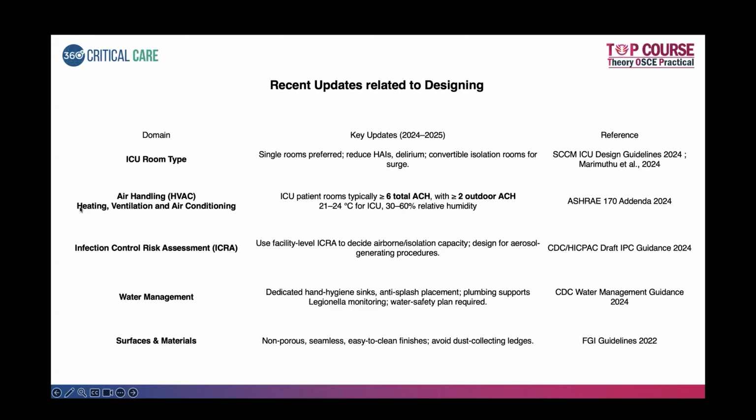Then air handling, that is heating, ventilation, and air conditioning. ICU patient rooms typically should have 6 total air changes per hour with 2 outside air changes per hour. The ICU room temperature should be between 21 to 24 degrees and the humidity should be 30 to 60% relative humidity. So infection control risk assessment: use facility level infection control risk assessment to decide airborne or isolation capacity designed for aerosol generating procedures.